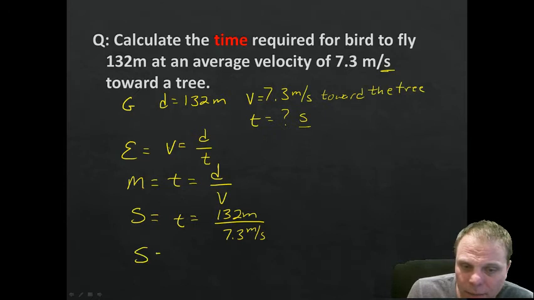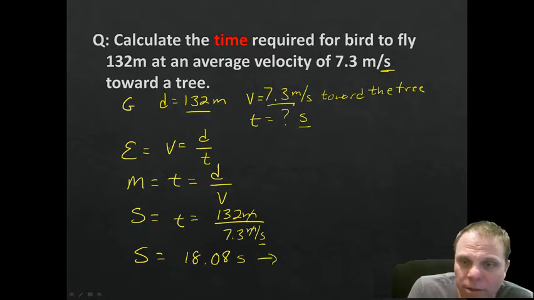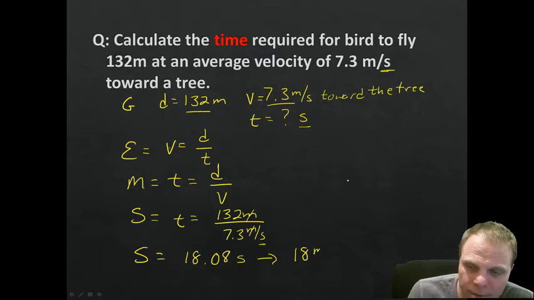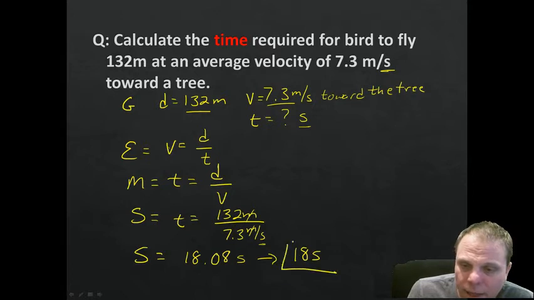So last step here, we've got 18.08. And then our meters canceled out, and so we've been left with seconds, right? Now, we can't leave it like that, because we have 3 sig figs here, but only 2 sig figs here. So our final answer has to have 2 sig figs. We just have to say 18 seconds as our final answer, okay?